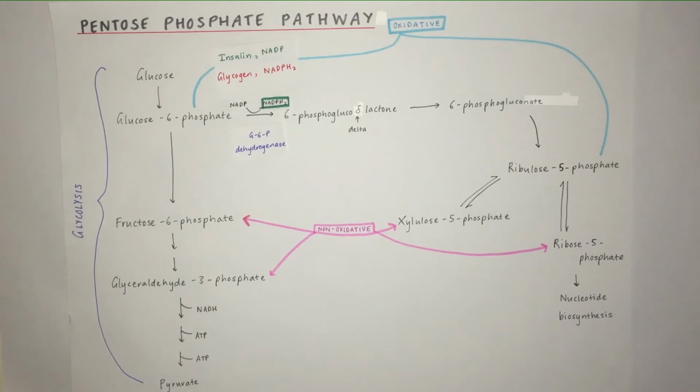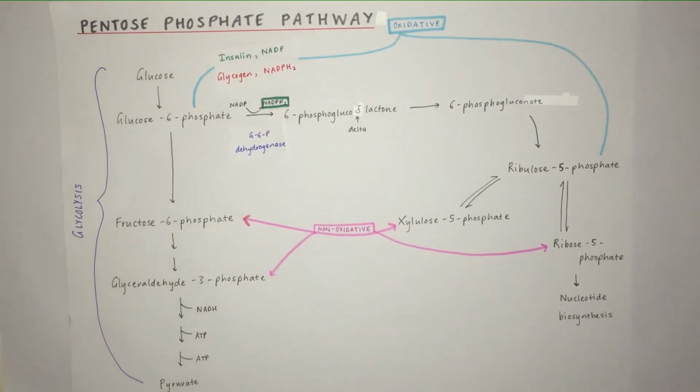And vice versa for the NADP. We have a lot of NADP, so we should convert it to the NADPH. So that's why the presence of that will cause the reaction to be promoted. So that's the regulation of the first step of the pentose phosphate pathway.